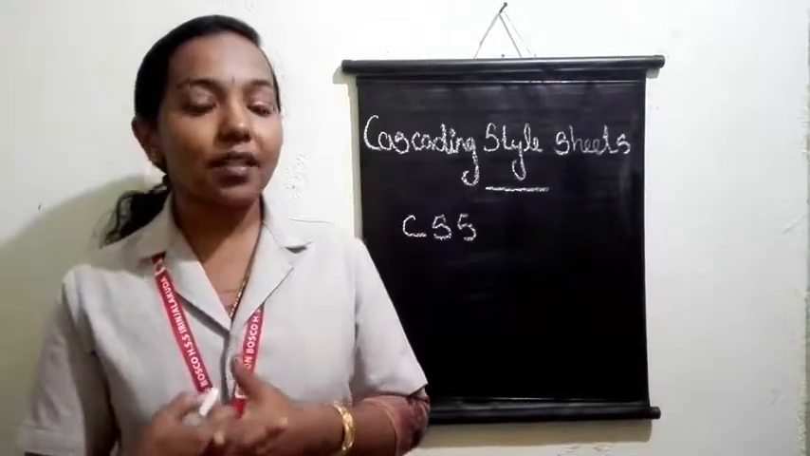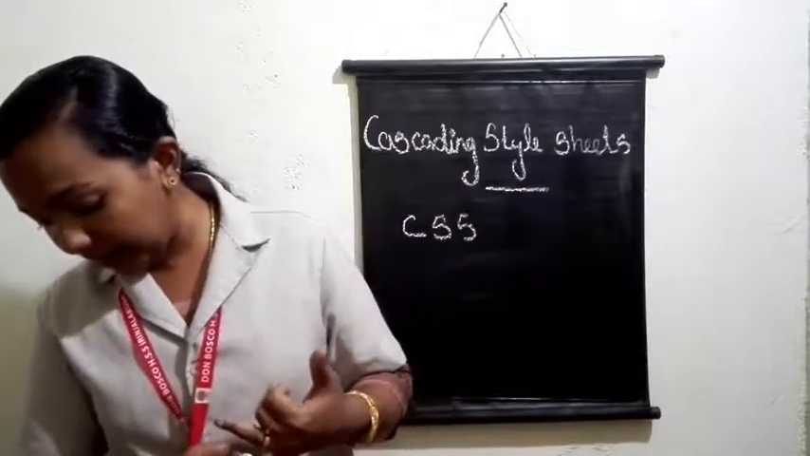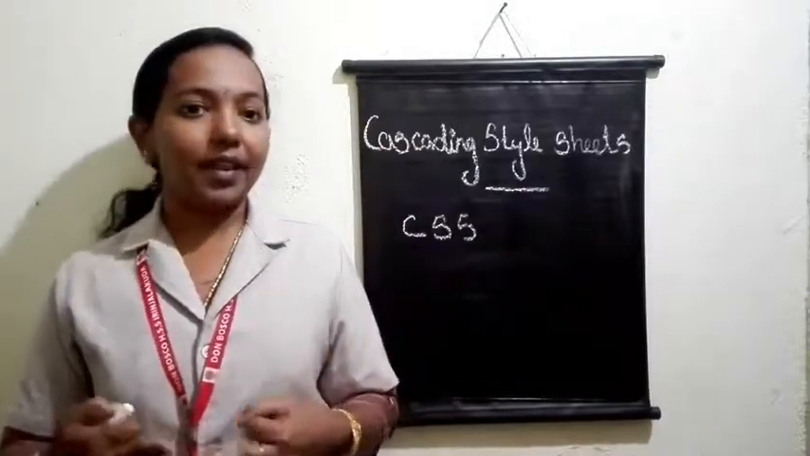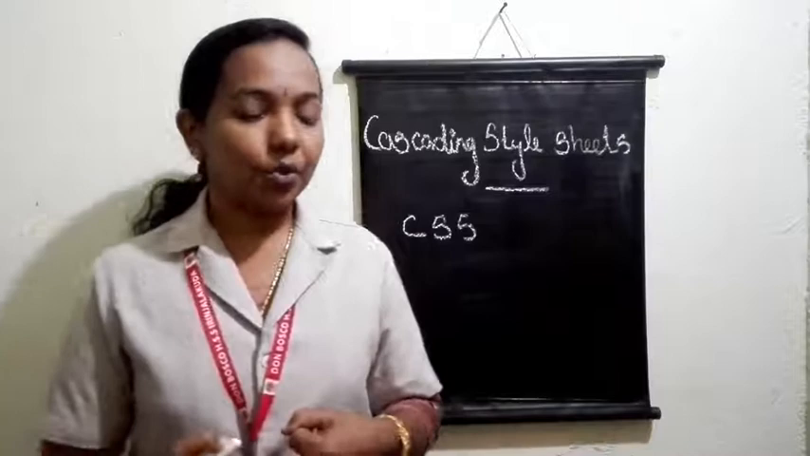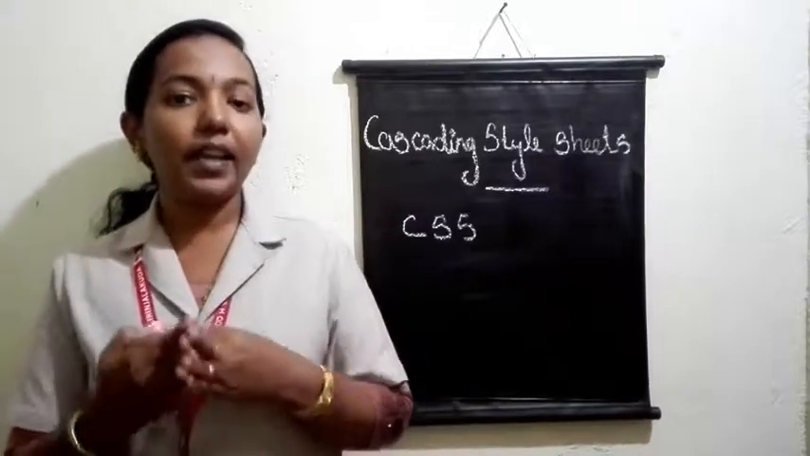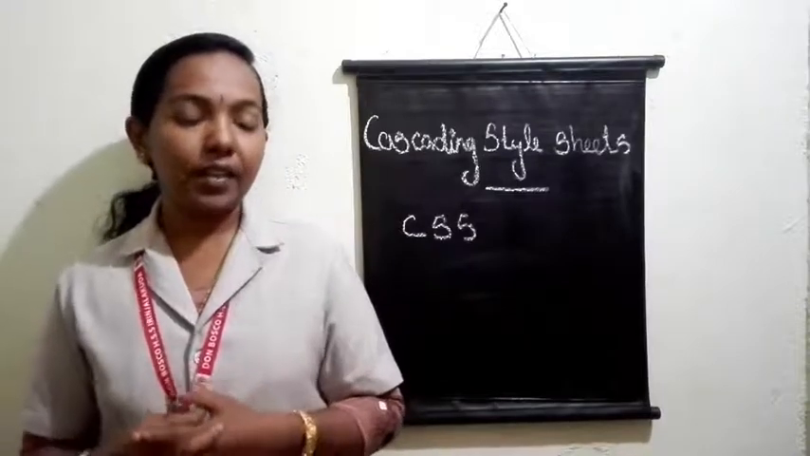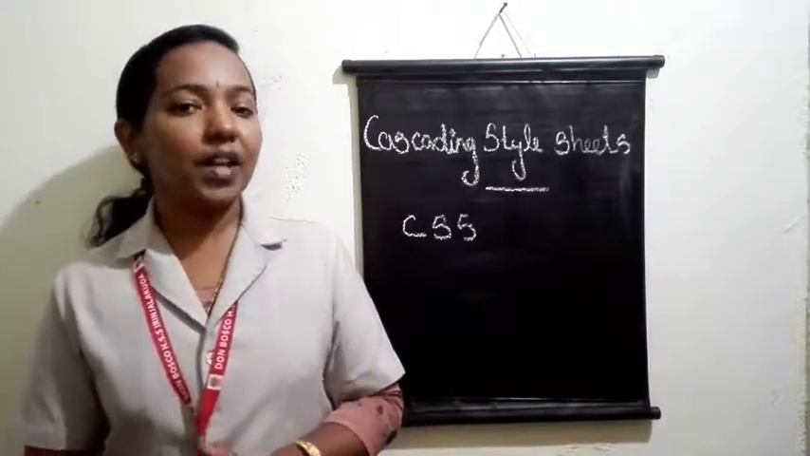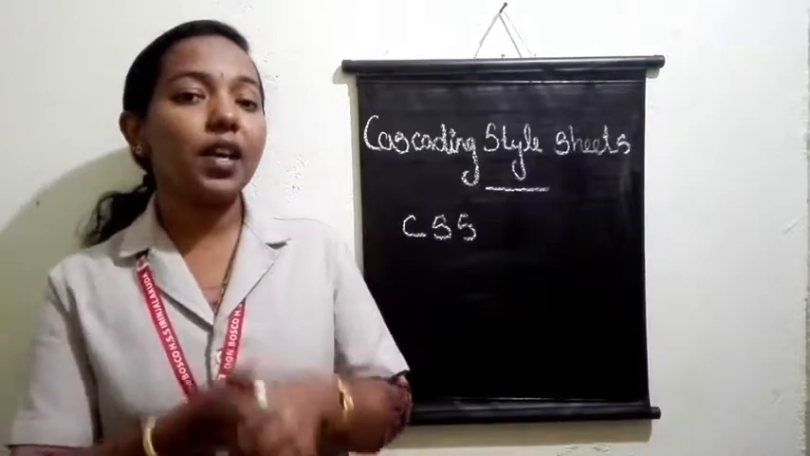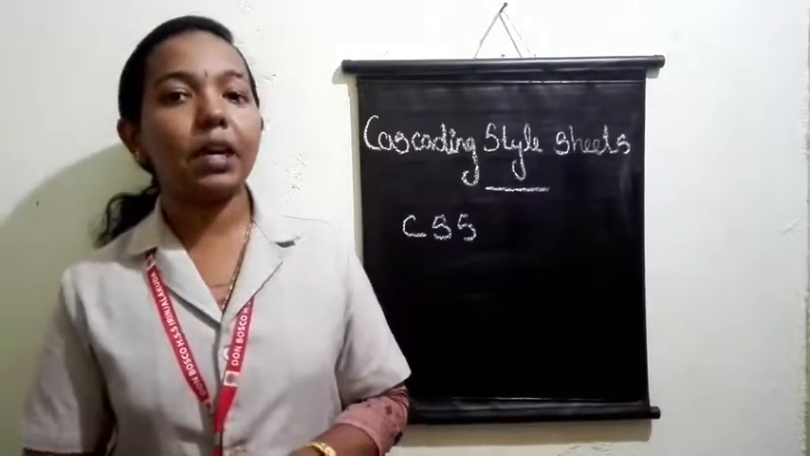Okay, so these are the three methods: inline method, embedded method, and linked CSS code method. So these are the three methods for including CSS code in our web page. Okay, then next one. What are the advantages of, or why are we using, CSS code in our HTML document?